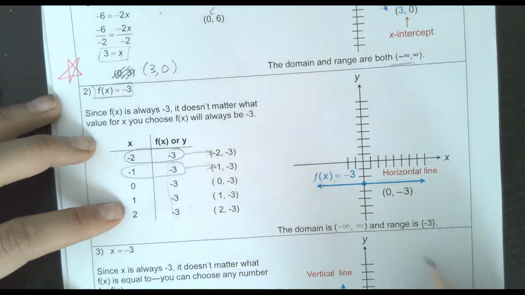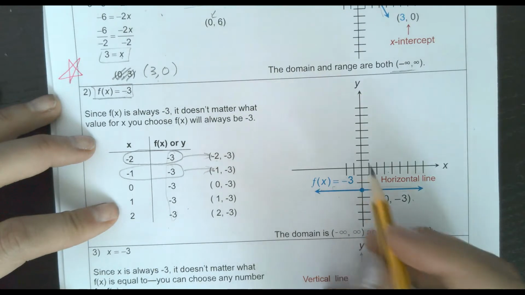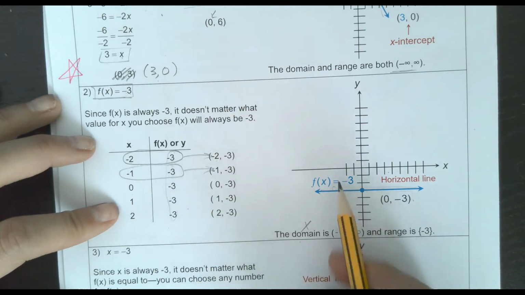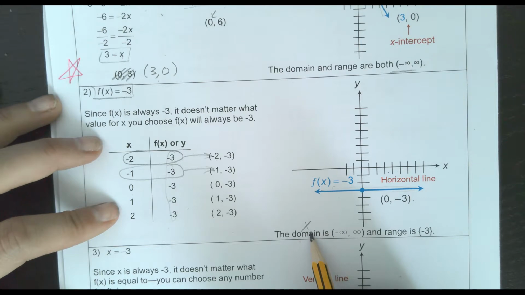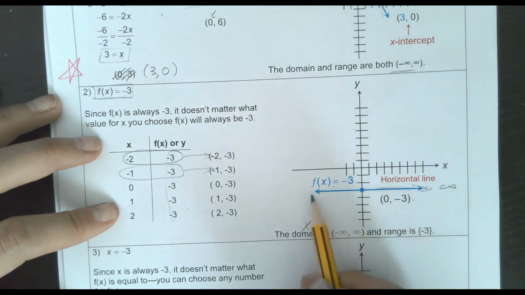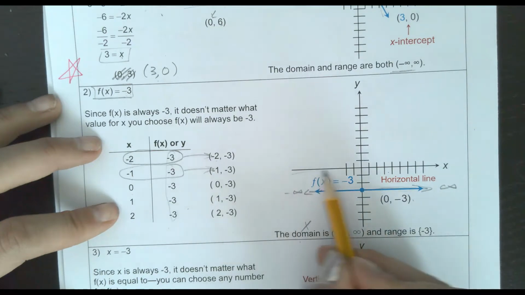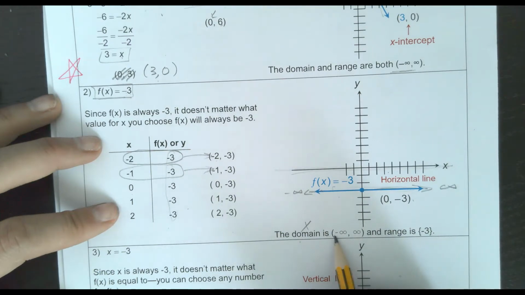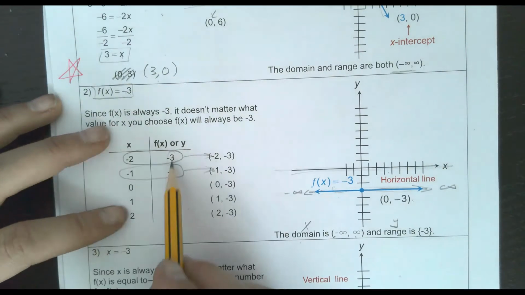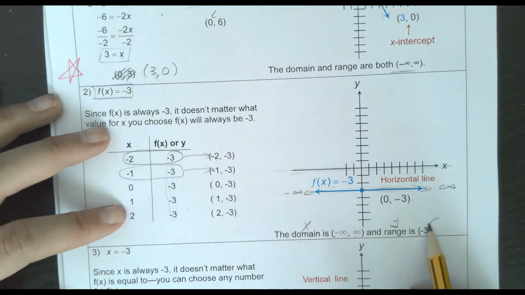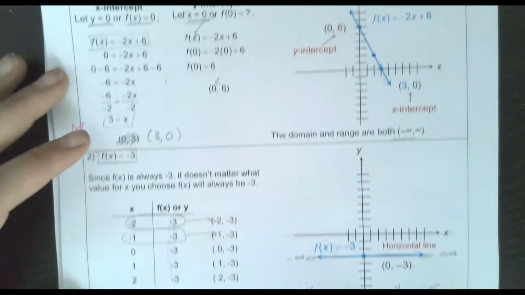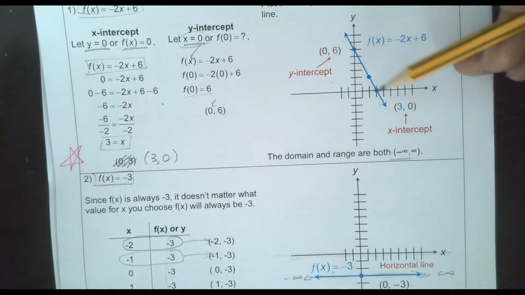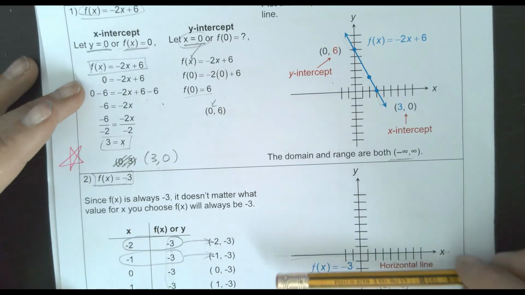So let's do the domain and range here. So domain is the x values. Where does this graph exist on the x-axis? Well, because it goes all the way this way and all the way this way, I'm going to use all the points, every number on the x-axis. So my domain is from negative infinity to infinity. But my range, my y values, are only one number. It's always equal to negative 3. So my range is very small. It's only one number.